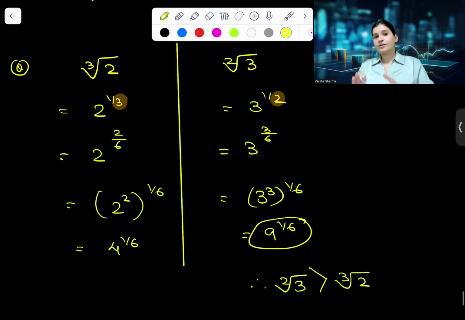Okay. So today we first talked about indices, exponents. We talked about their formulas and we did three varieties of questions. Any doubt from any of the questions? No, ma'am. Okay. Then we shall continue in our next session.